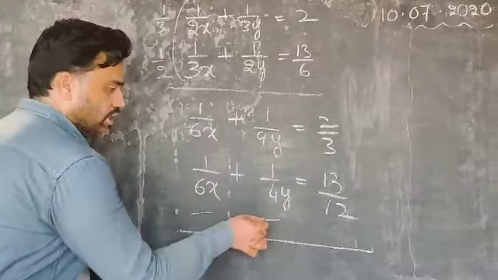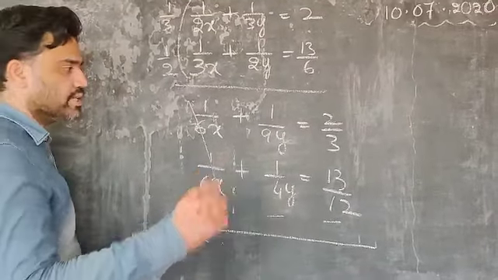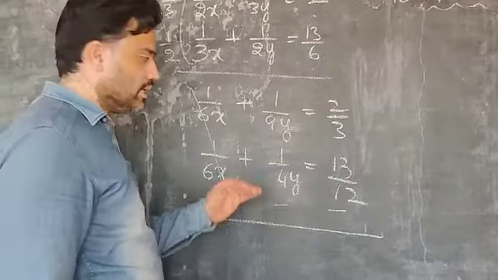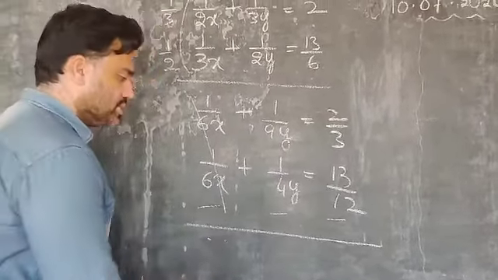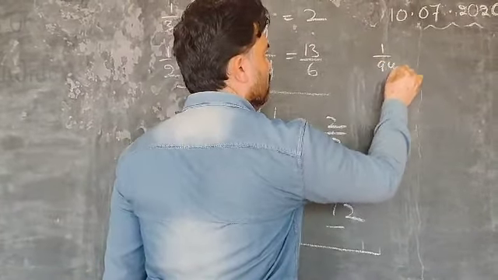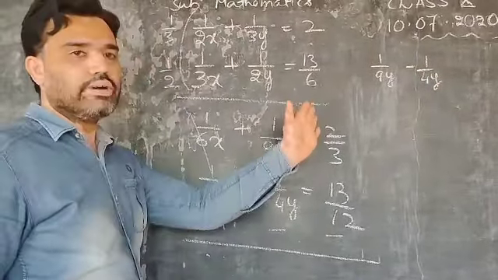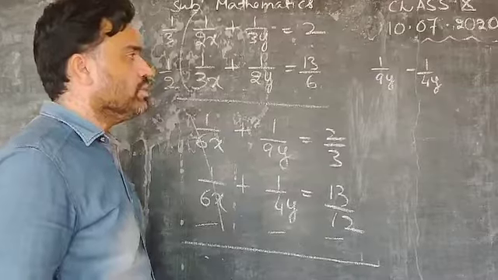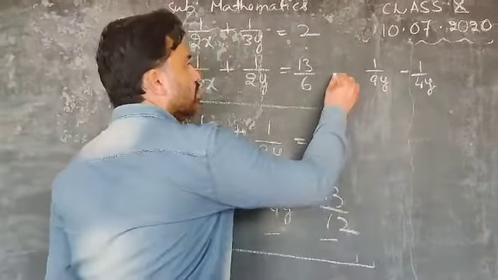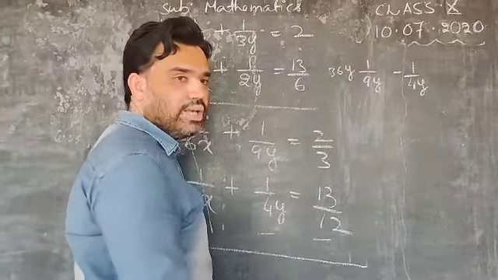If you subtract, then only they get cancelled. So plus 1 by 6x minus 1 by 6x get cancelled. See here, 1 by 9y and 1 by 4y, they are not the same, but you have to take the LCM. That we will do here as rough work: 1 by 9y minus 1 by 4y. How to subtract these two? What is the LCM of 9 and 4? 36. Along with that you will get y, means 36y is the LCM.